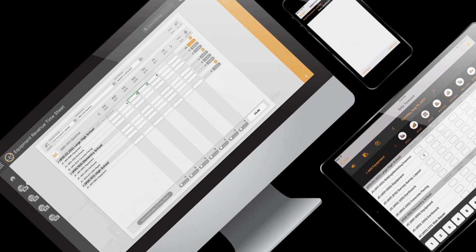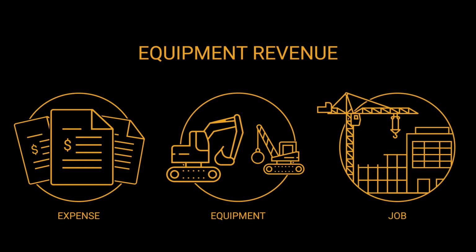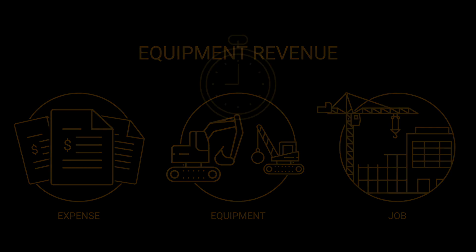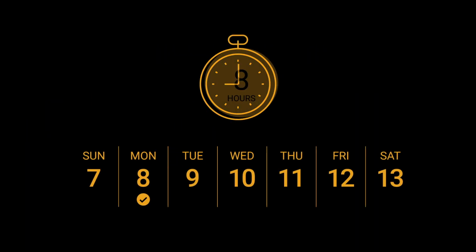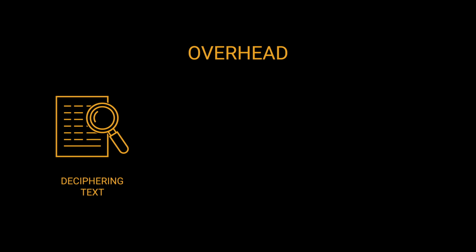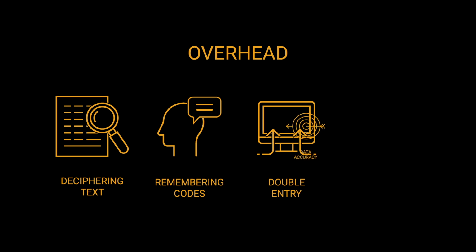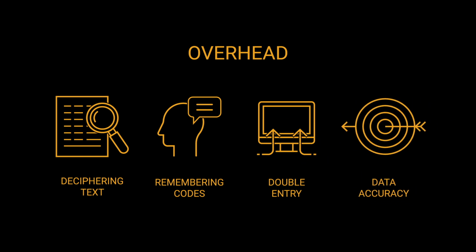hh2 Remote Payroll allows you to record equipment revenue, the expense of using equipment on a job that gets coded as a cost to the job. Getting equipment time entered on a regular basis can be cumbersome. Using handwritten timesheets for your equipment brings with them a messy overhead, which includes deciphering illegible handwriting, remembering codes, double entry, and other issues that compromise the accuracy of the data.